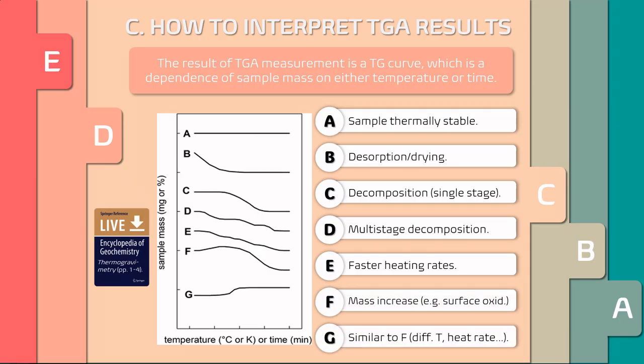Increases in sample mass are also possible for certain types of chemical reactions, such as surface oxidation, as happens for curves F and G.